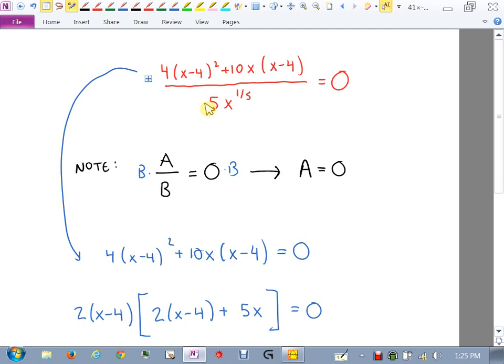Okay, what else are things that are undefined? Square roots can't have negatives under them, so you'd have to look at that. Some trig functions aren't defined in certain places, right? Like tangent's not defined at pi over 2 and negative pi over 2, so there are certain functions we would have to investigate.